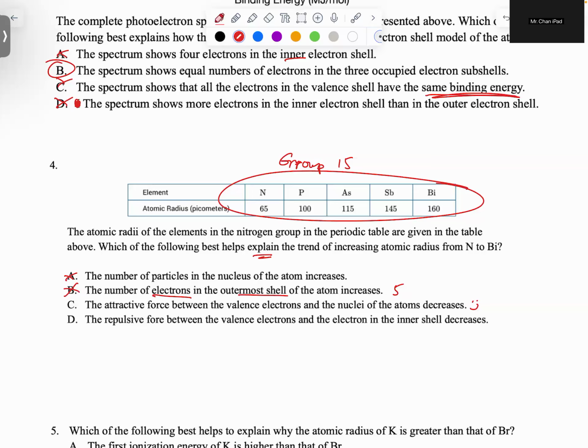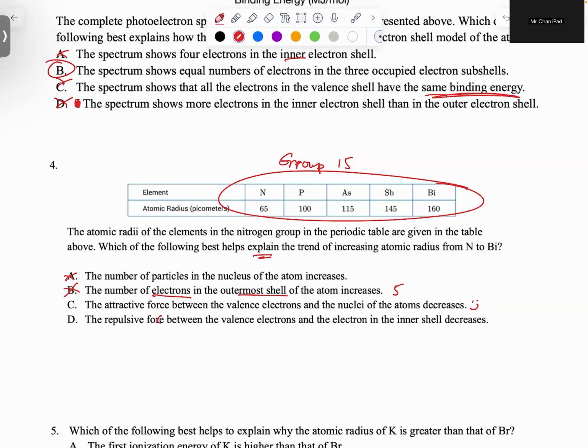And D, the repulsive force between the valence electrons and the electrons in the inner shell decreases. That is actually false because with more and more electrons, more energy levels, the repulsion actually increases. Actually increases. So that's why C is the correct statement. A is a factual statement that does not explain it. C is a factual statement and explains it. Good.